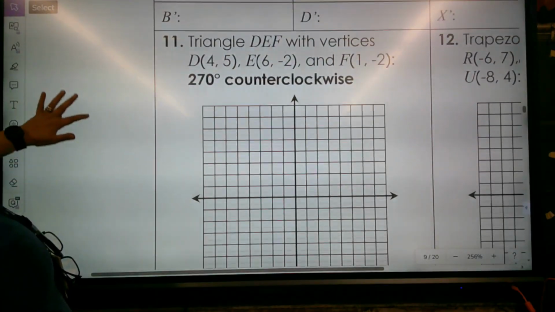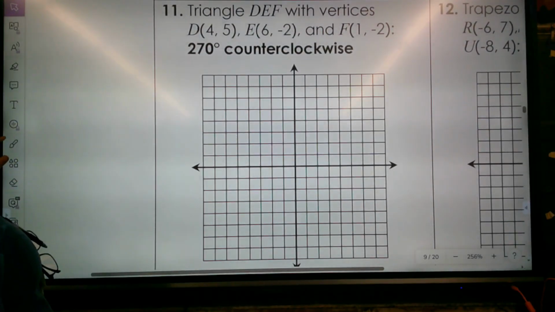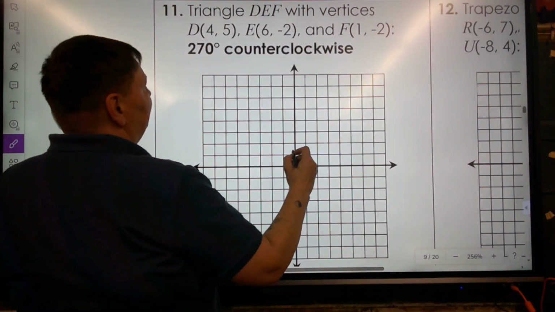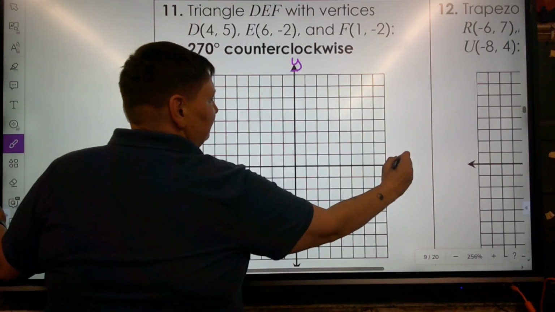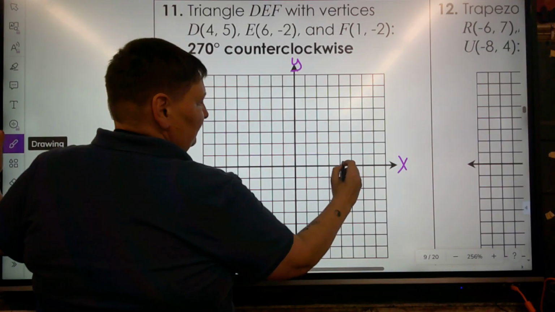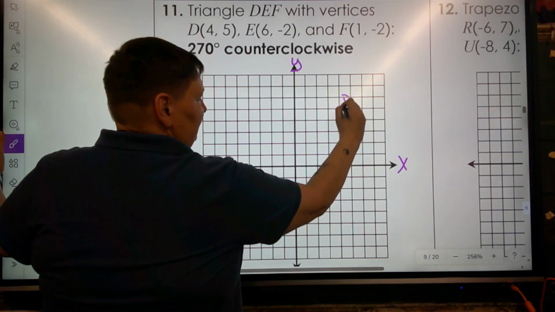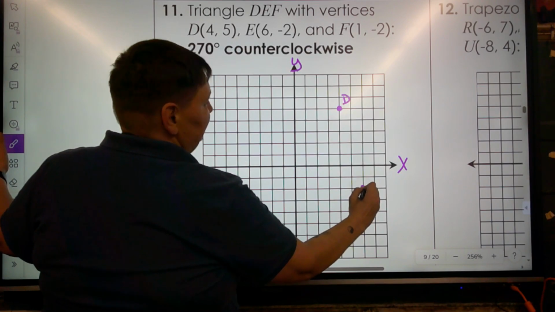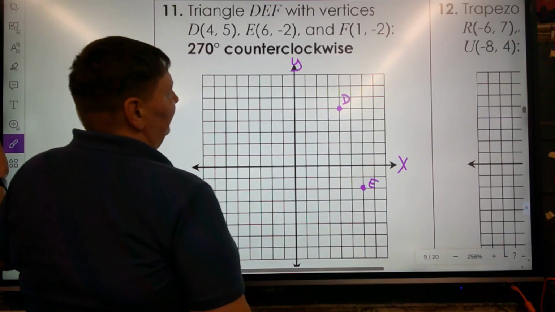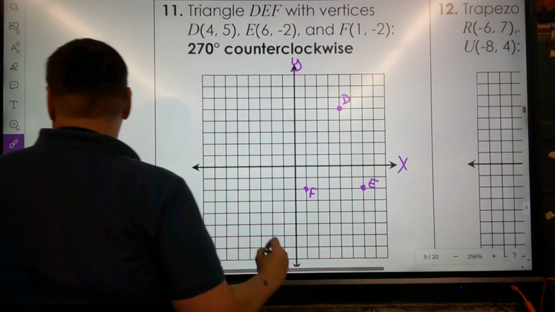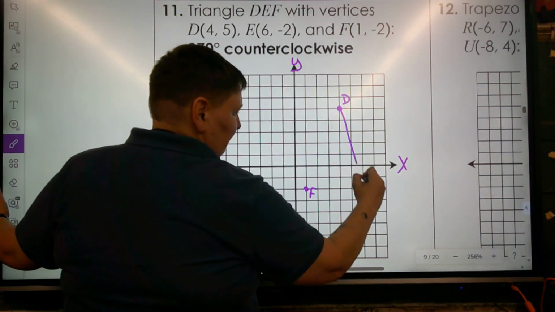All right, 11, triangle, 270 degrees counterclockwise. All right, pre-image, D is 4, 5, 4 to the right, 5 up. E is 6, -2, 6 to the right, 2 down. F is 1, -2. 1 right, 2 down. We have D, E, F.